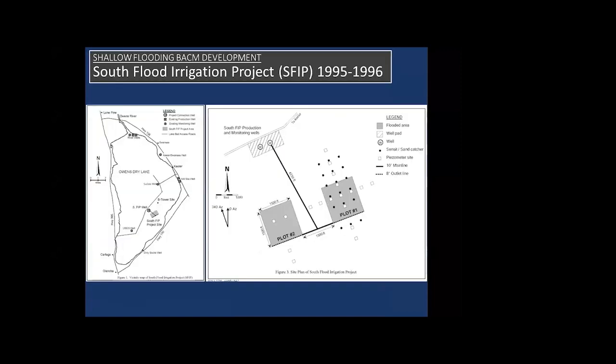This is the sister project, the south fifth. It was done sort of in the middle of the lake in the heavy clay soil. It had only two little plots that were much smaller in size than the north fifth, because the water source was limited for the project. The water came from an artesian well. It did not have a pump station.